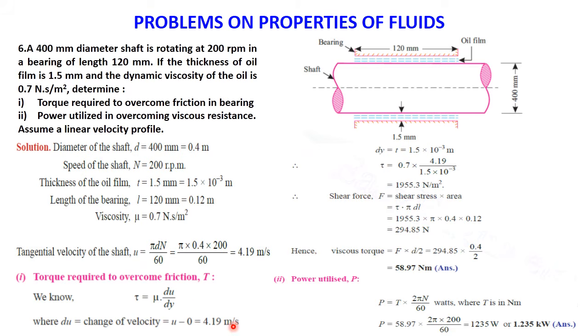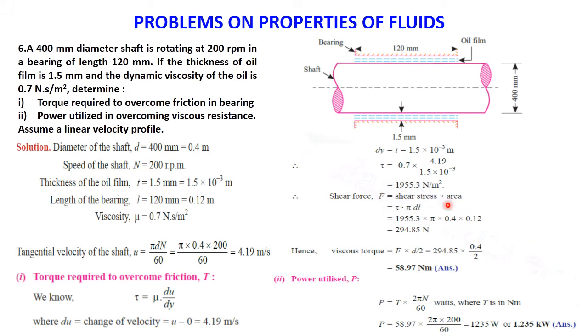So from Newton's law of viscosity, tau is equal to mu du by dy. No change in velocity is given, so the actual value of u will be 4.19 only. dy is nothing but the t value which is given to us, and mu is given to us as 0.7. So tau is equal to 0.7 into 4.19 divided by 1.5 into 10 raised to minus 3. So the shear stress value we get as 1955.3 Newton per meter square. This is the value of shear stress.